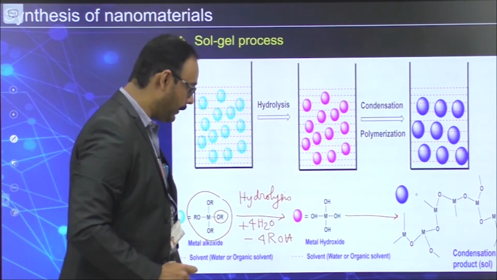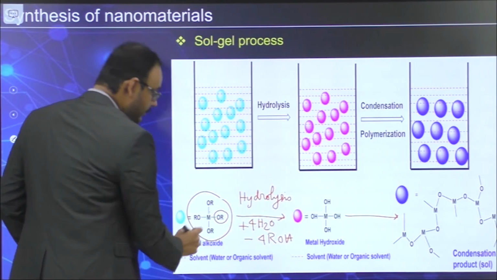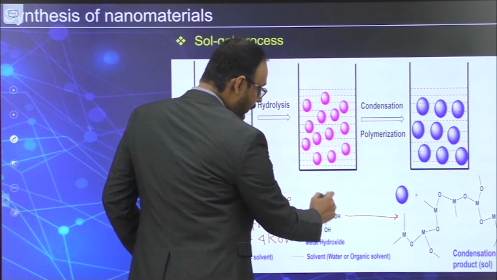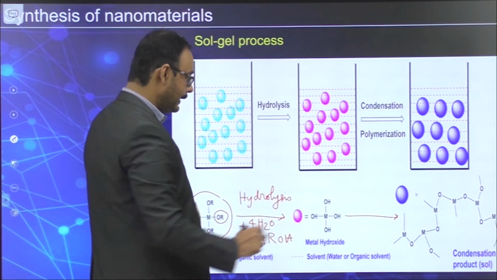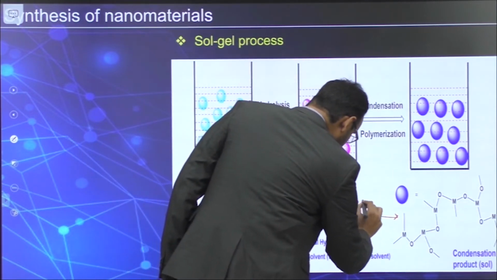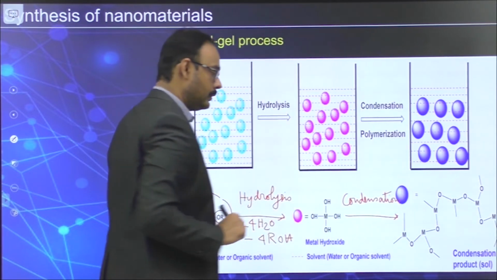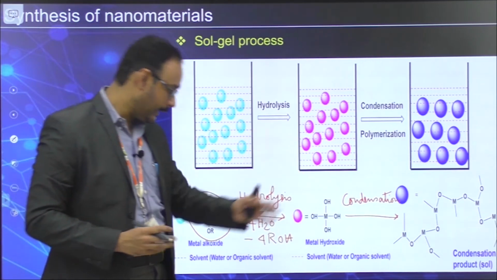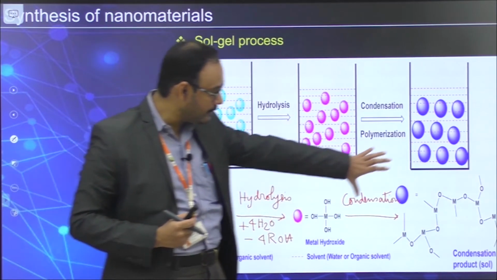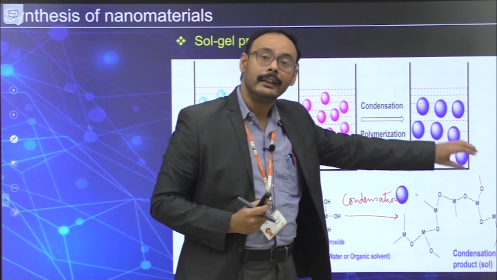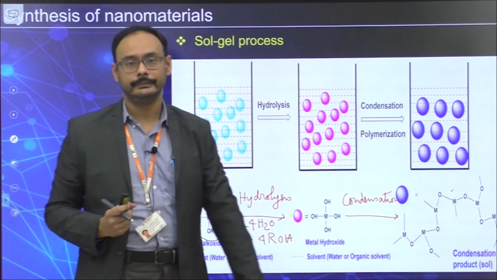Once you have that, then this is the step where you are forming MOM. Just think of this as Si. Then you will see from Si you are going to form SiOH, and from that you are going to form SiO-Si linkages. And this step, as we have discussed, is called condensation. Okay, so I hope this is clear. So from metal alkoxide, you are forming metal hydroxide. From metal hydroxides, you are going to form a condensation product. If that is at the colloidal dispersion level, you can call it sol.